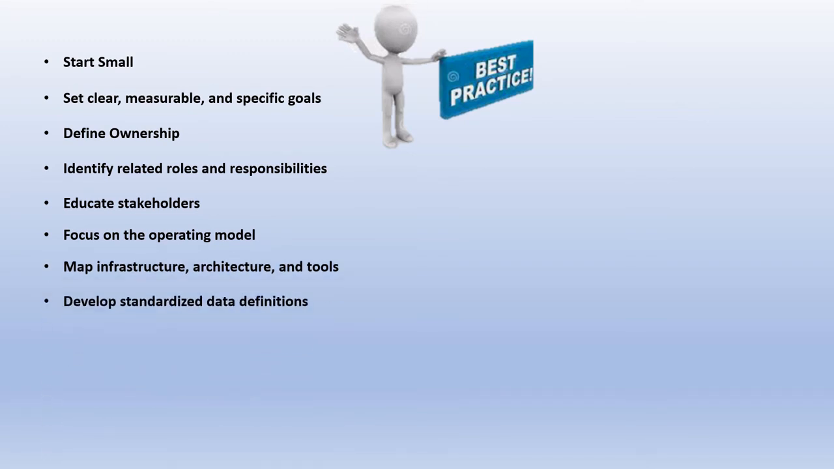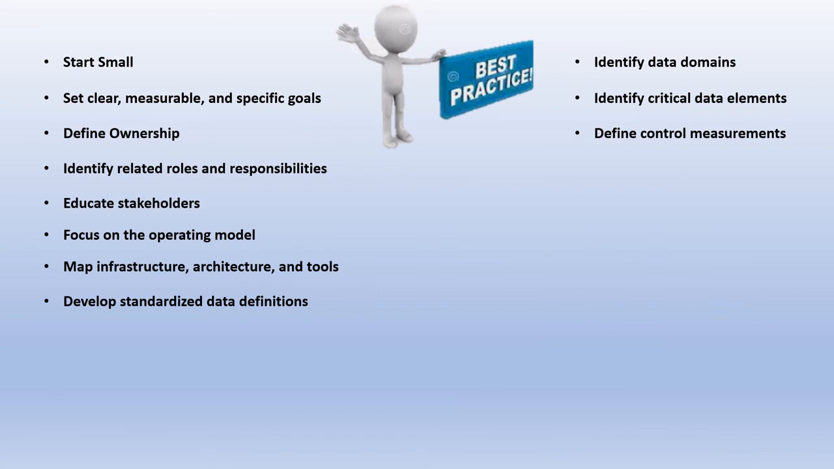Define ownership. Without business ownership, a data governance framework cannot succeed. Identify related roles and responsibilities. Data governance is teamwork with deliverables from all parts of the business. Educate stakeholders. Wherever possible, use business terms and translate the academic parts of the data governance discipline into meaningful content in the business context. Focus on the operating model.